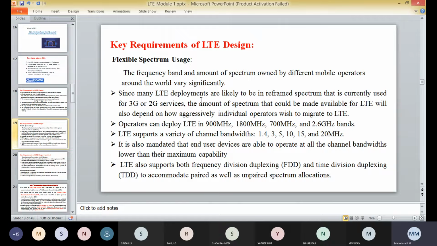Here LTE also supports both frequency division duplexing, that is FDD, and TDD, that is time division duplexing, to accommodate the paired as well as unpaired spectrum allocations. So LTE is going to support both FDD and TDD to accommodate the paired as well as unpaired spectrum allocations.